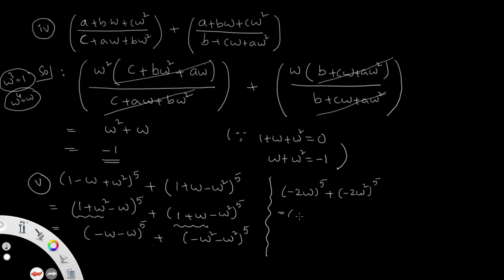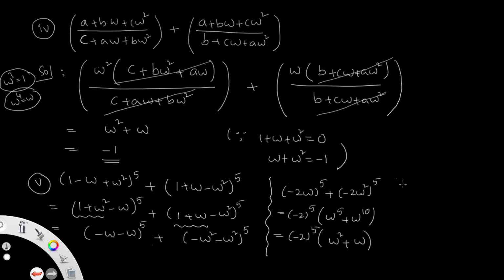That is, (−2)⁵ is common, then ω⁵ + ω¹⁰. So that is (−2)⁵ into ω⁵ and ω¹⁰. If the power of ω is greater than 3, divide the power by 3 and take the remainder as the power of ω. ω⁵: the remainder is 2, that is ω², and here this is ω.